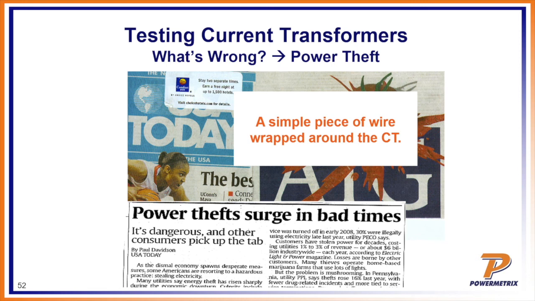And so the utility will never be able to discover that until they actually do a ratio test, because that way they can verify that the turn ratio from the primary to the secondary matches, and there is no possibility of theft where the customer is creating more turns to decrease the amount of secondary current going to the meter.